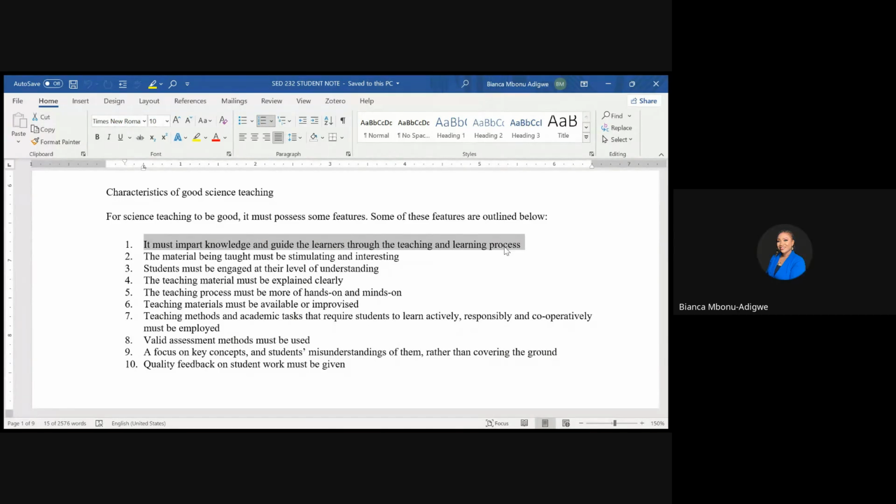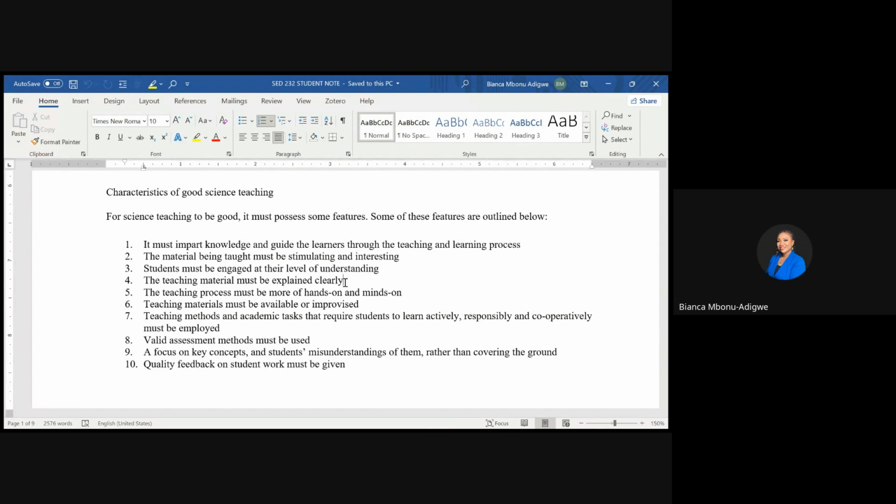Mercy is not here. Cost rep, is she correct? Students must be engaged at their level of understanding. Is that adaptability? Cost rep has disappeared. Okay. Does anyone want to say anything? You know, you can raise your hands, right? Okay. All right. So I don't think it is adaptability.